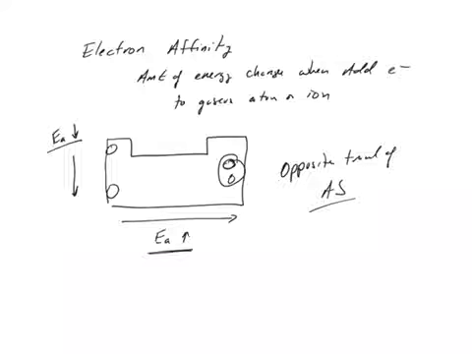So the trends for ionization energy and electron affinity are opposite that of atomic size. So if you memorize the trend in atomic size, you'll know the trend in electron affinity and the trend in ionization energy. And that concludes Chapter 2.